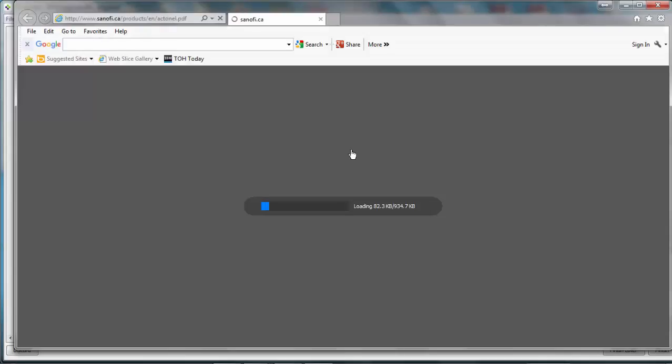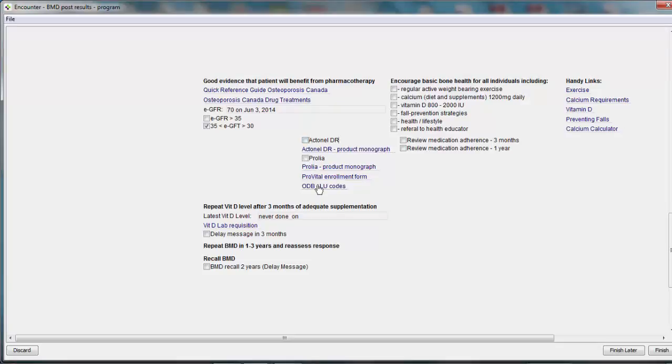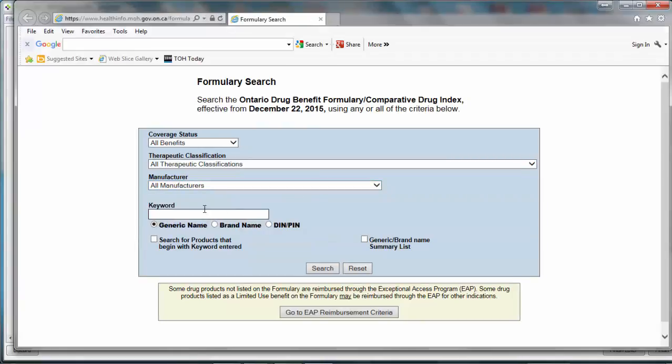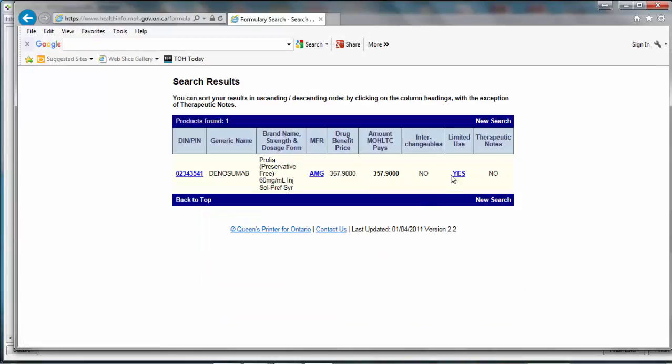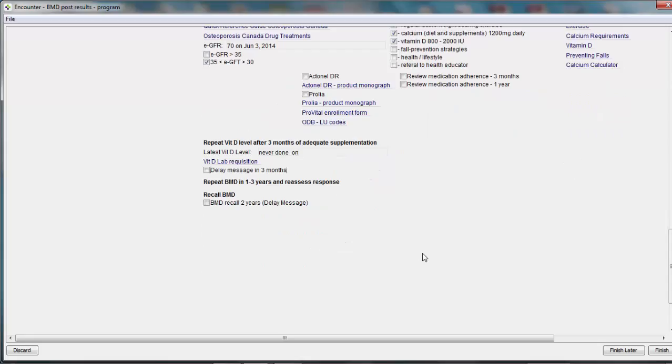If we want to check the product monograph, and if we wanted to check the different LU codes, we want to encourage basic bone health with exercise, calcium, vitamin D, and here we have handy links like the previous custom form.